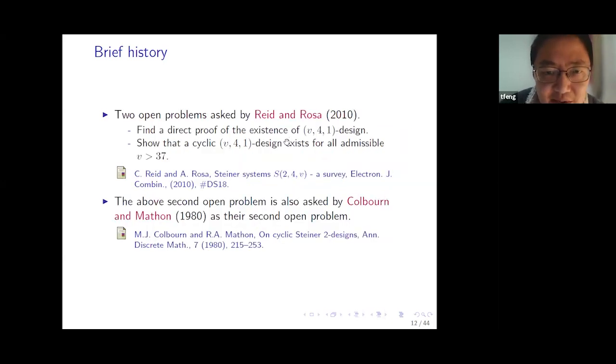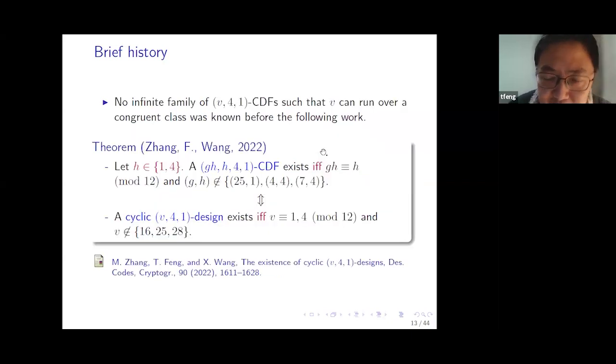Anyway, in Reid and Rosa's survey in 2010, the first two open problems they asked were how to find a direct proof for the existence of V(4,1) designs, and whether the necessary condition for the existence of cyclic V(4,1) designs is also sufficient. And actually, the same question was also asked by Colbourn and Mason in 1980.